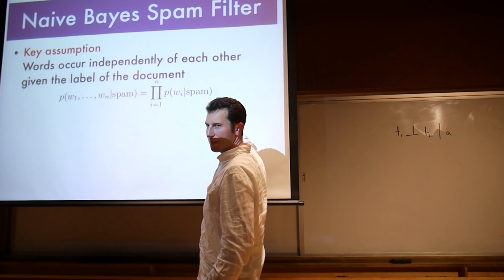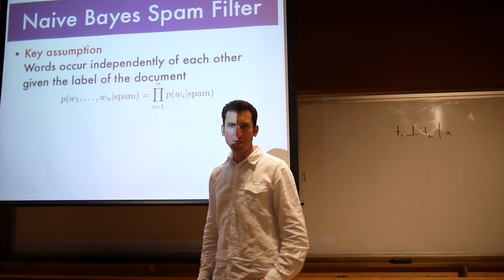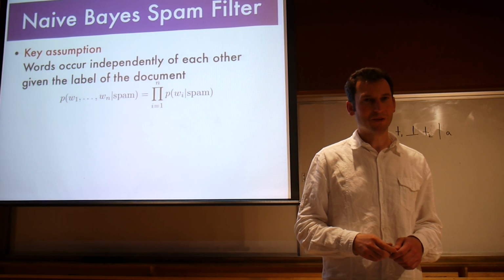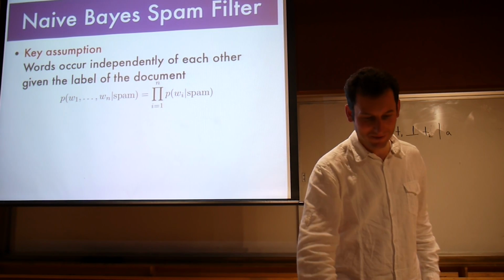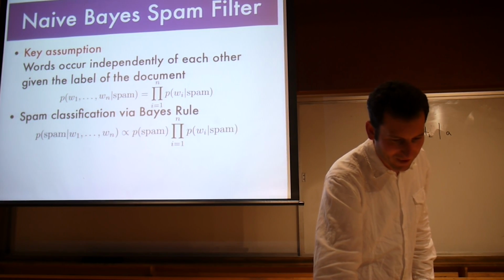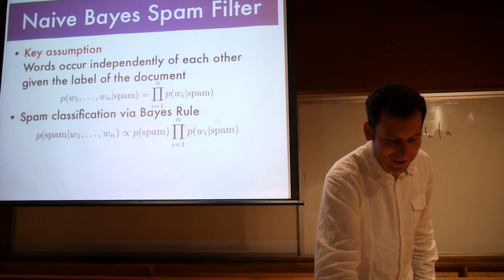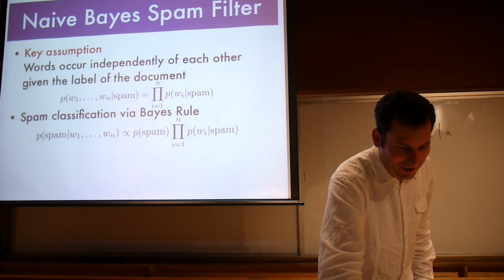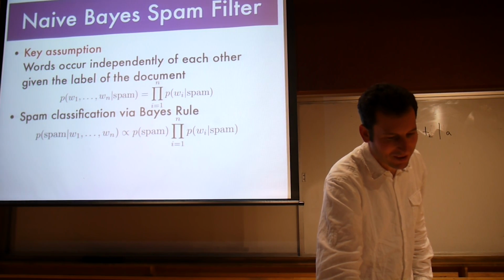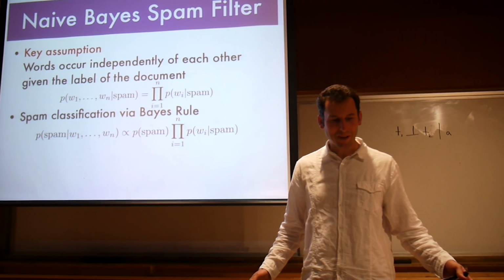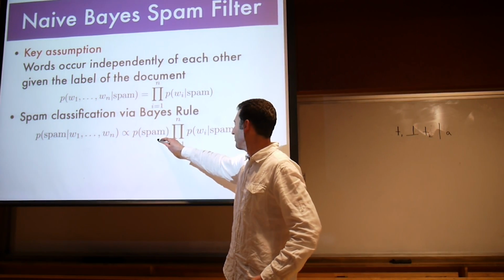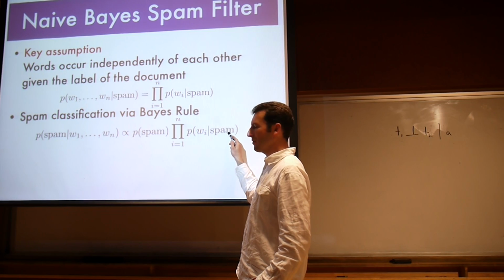This is a modeling assumption, it's not true. Now the nice thing is that usually when people on Slashdot write about a Bayesian spam filter, they mean a Naive Bayes spam filter. So it's not very Bayesian, but yeah. So it's just very naive. So a spam classifier, in this case, you just use Bayes rule, so it's just P of spam given all the words, proportional to P of spam times the product P of w_i given spam.